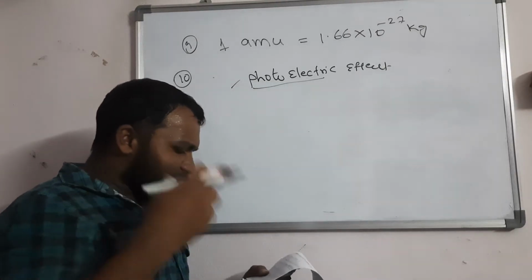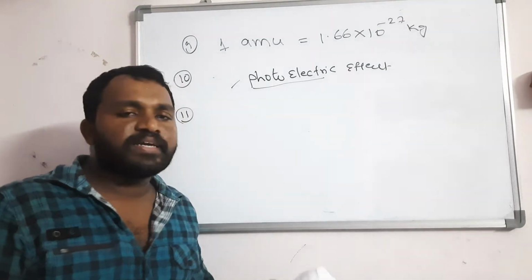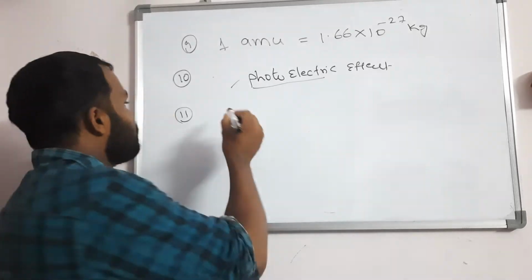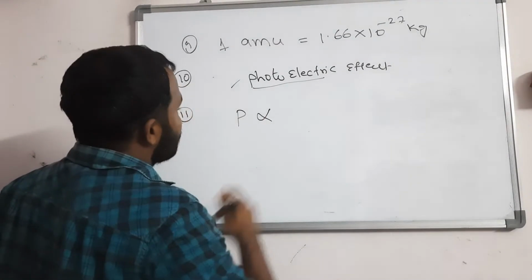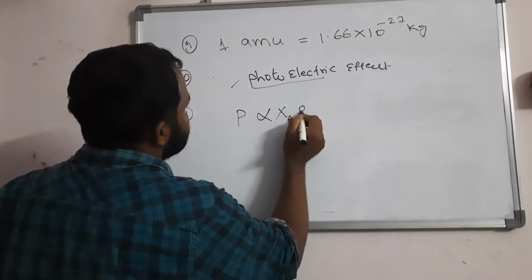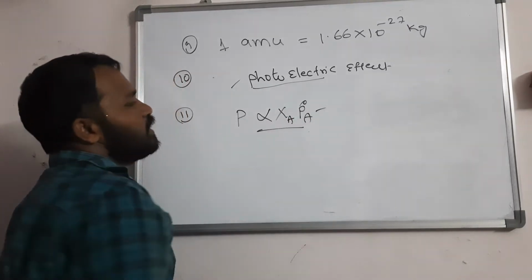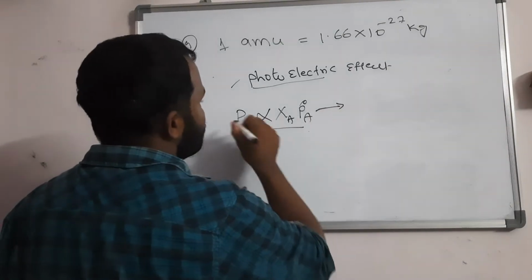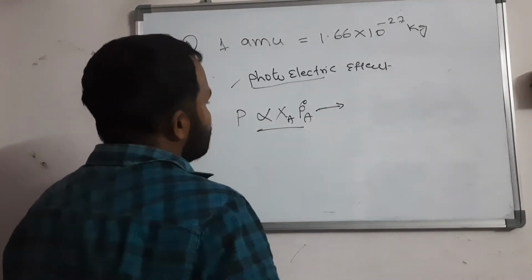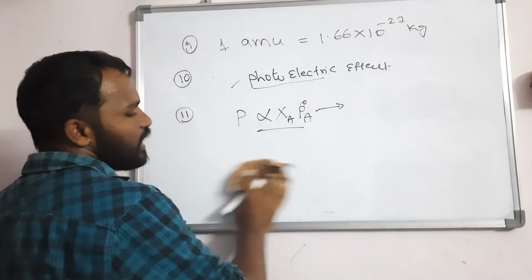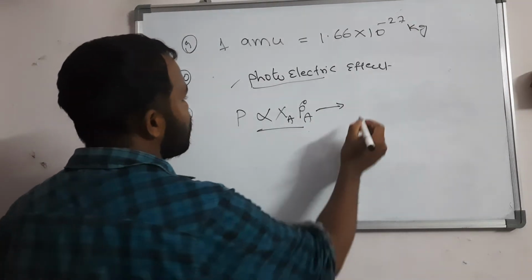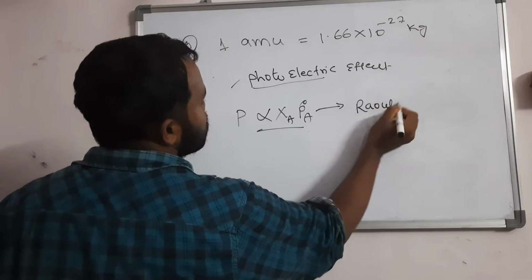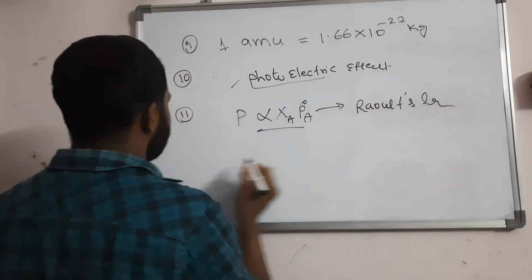Question number 11. They directly gave the statement for Raoult's law. Partial pressure is directly proportional to the mole fraction times the pure vapor pressure. Generally, if the partial pressure of a liquid is given as the mole fraction multiplied by the vapor pressure, that is called Raoult's law. Direct statement they asked.